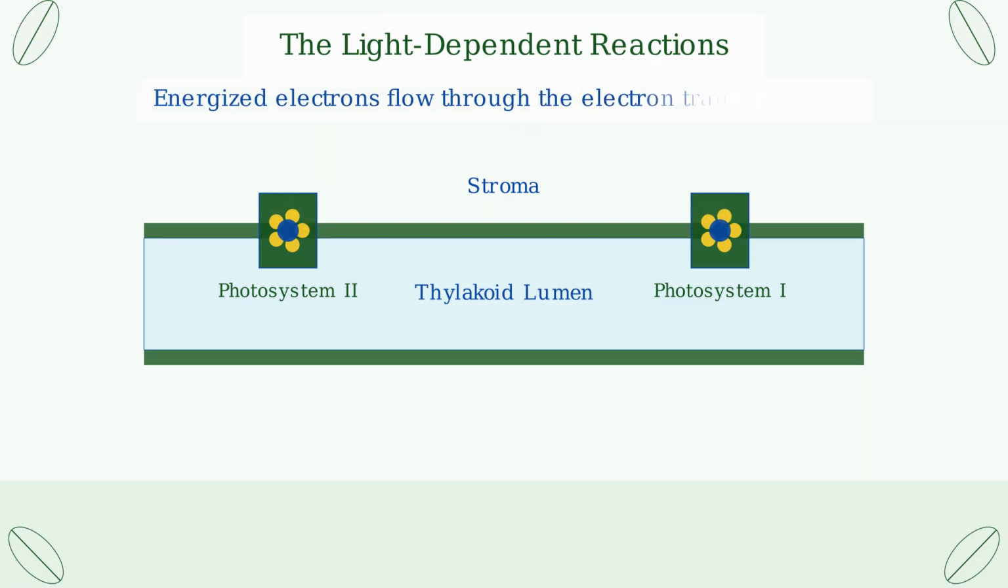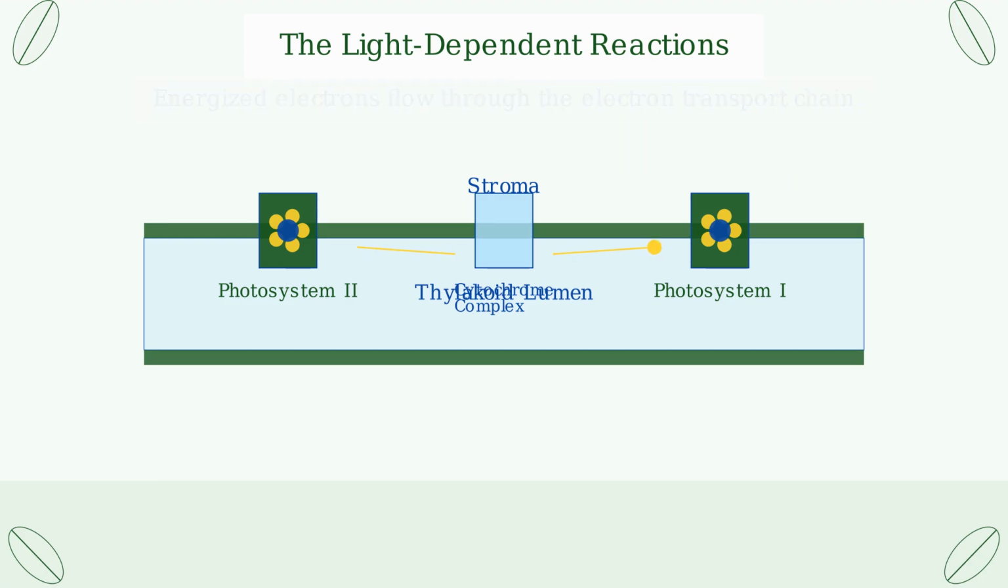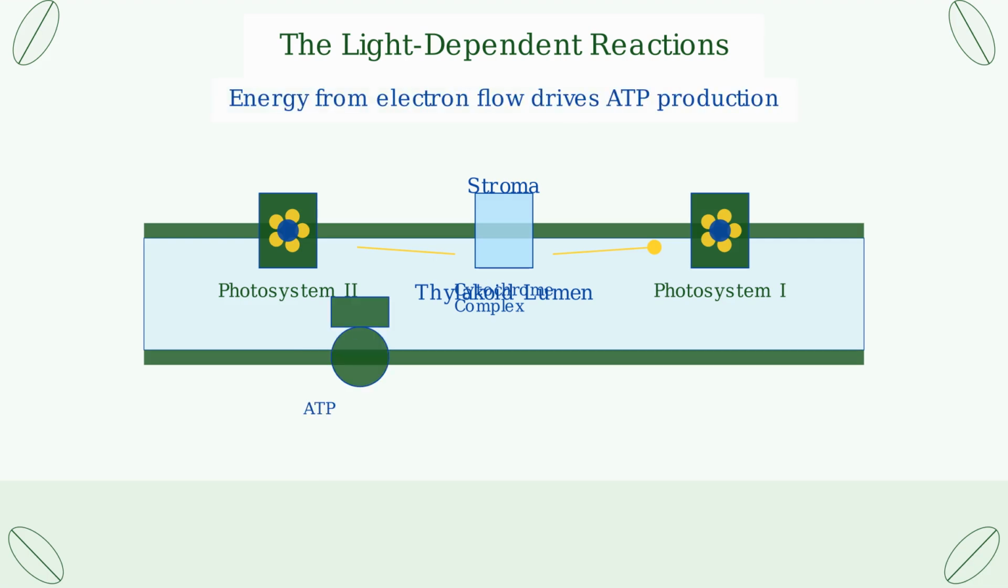These excited electrons are channeled through an electron transport chain, moving from photosystem 2 through a cytochrome complex to photosystem 1. As electrons flow through the transport chain, their energy is used to pump hydrogen ions into the thylakoid lumen. These ions then flow back through ATP synthase, generating ATP.